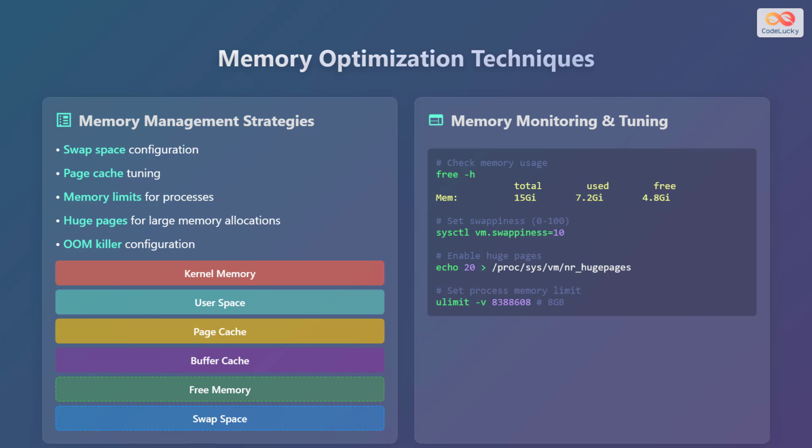As an example, to check memory usage in Linux, you can use the command free -h. To set swappiness, which controls how aggressively the system uses swap space, you can use the command sysctl vm.swappiness=10. The swappiness value can range from 0 to 100. To enable huge pages, use the command echo 20 > /proc/sys/vm/nr_hugepages. This command allocates 20 huge pages. To set a process memory limit, use the command ulimit -v 8388608, which sets the limit to 8 GB.